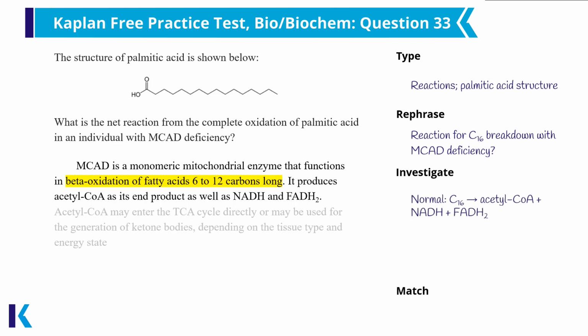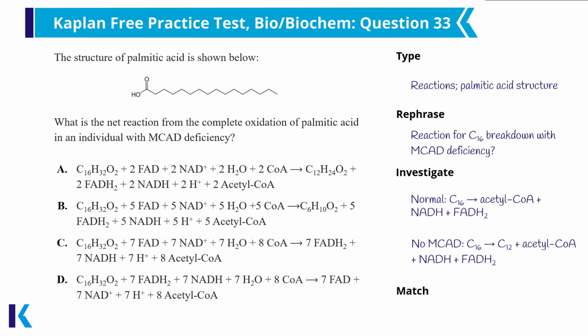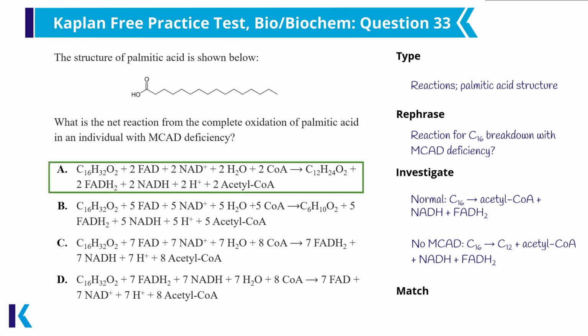This means that when I have normal functioning MCAD, I can take that C16 and break it all the way down to acetyl-CoA and the electron carriers. Without MCAD, I'm stuck at the C12 level, so I should see C12 on the product side. I'm going to see if that's enough to get me to my answer. And it turns out that's all I needed to select answer choice A. The C12 fatty acid in the product side is the key difference.